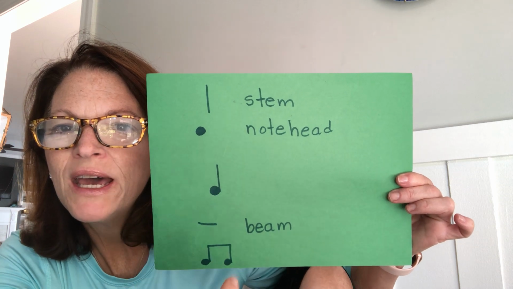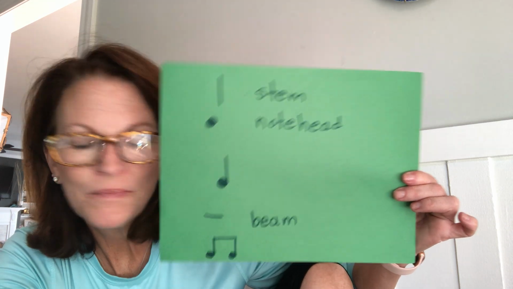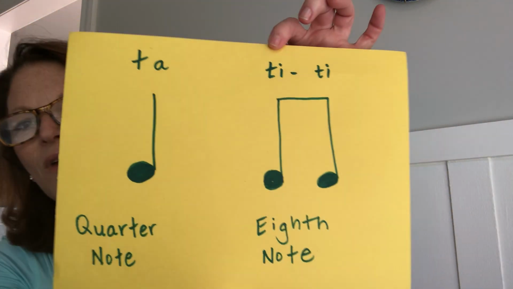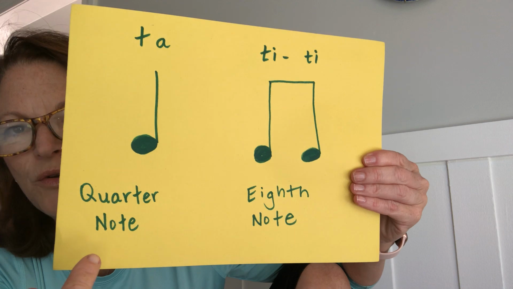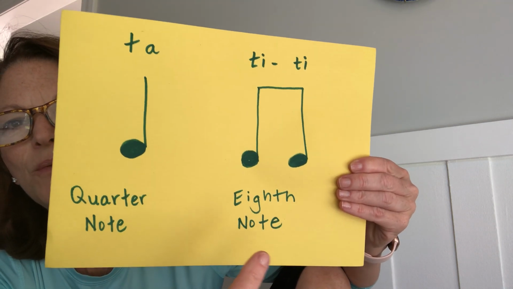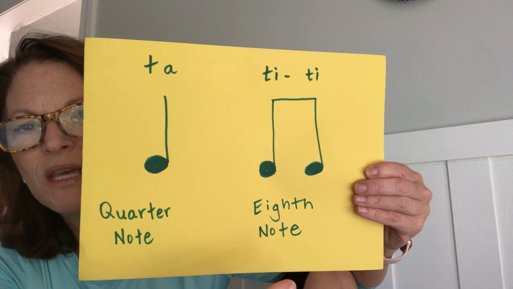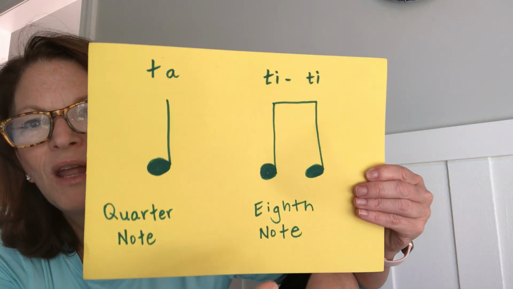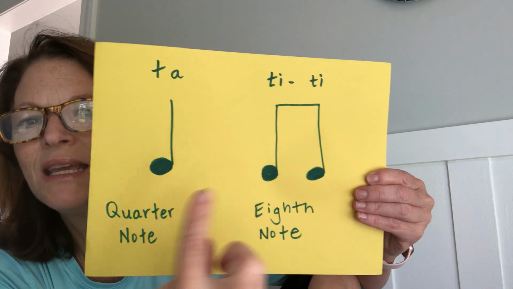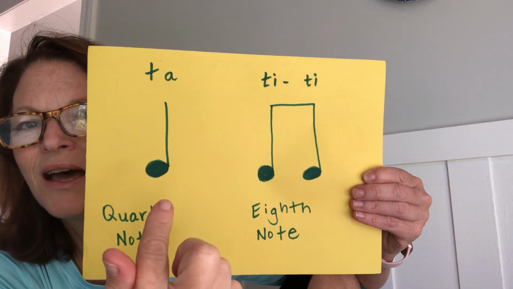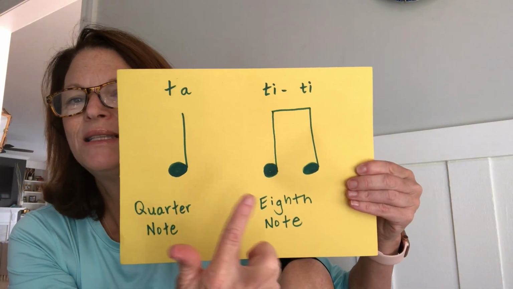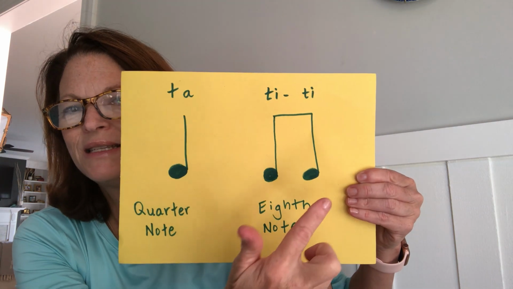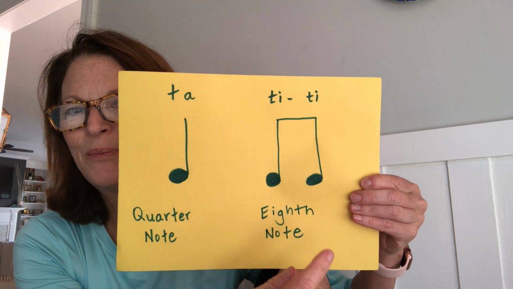Stem, note head, beam. They go together to create 2 types of notes: a quarter note and 1/8 note. Quarter note, and there are 2 1/8 notes here. When we see these notes in rhythm and you want to read the pattern, they go like this: ta, ti, ti, ta, ti, ti, ta, ti, ti. Let's say that together. Ta, ti, ti, ta, ti, ti, ta, ti, ti.